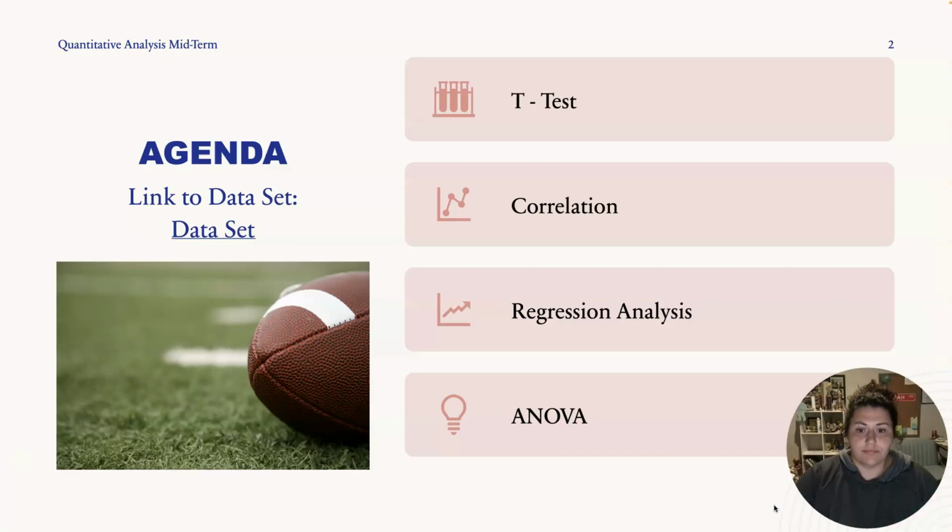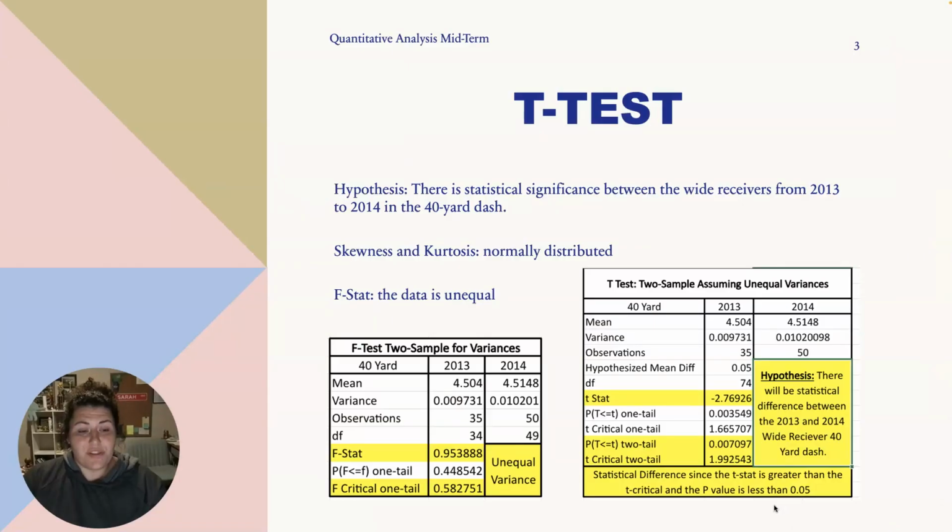Hey, all right, so I'm using the NFL Combine data for all of my tests: my t-test, correlation, regression analysis, and my ANOVA. I've also got the link to the data set on here as well. All right, so starting with the t-test, I hypothesized that there would be statistical significance between wide receivers in 2013 and 2014 in their 40-yard dash times.